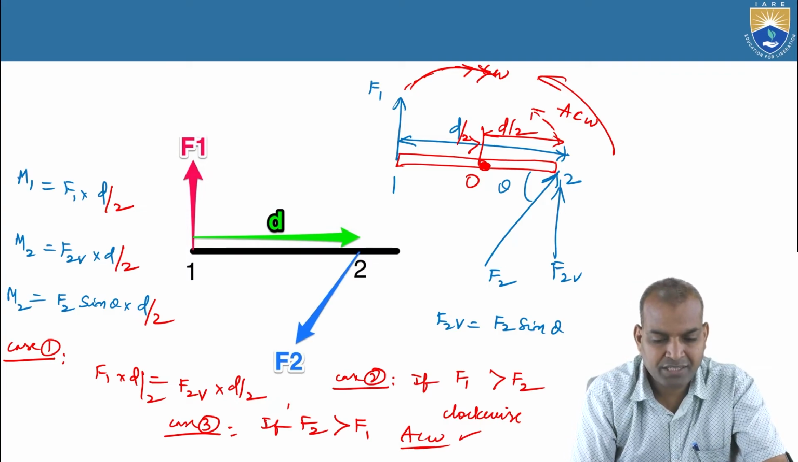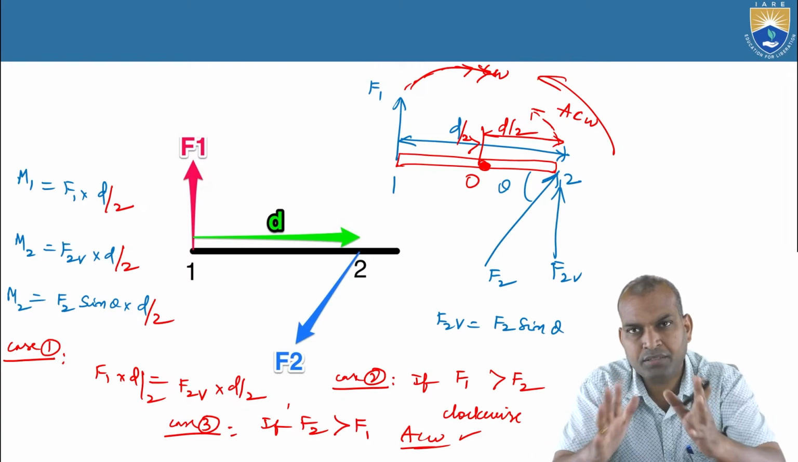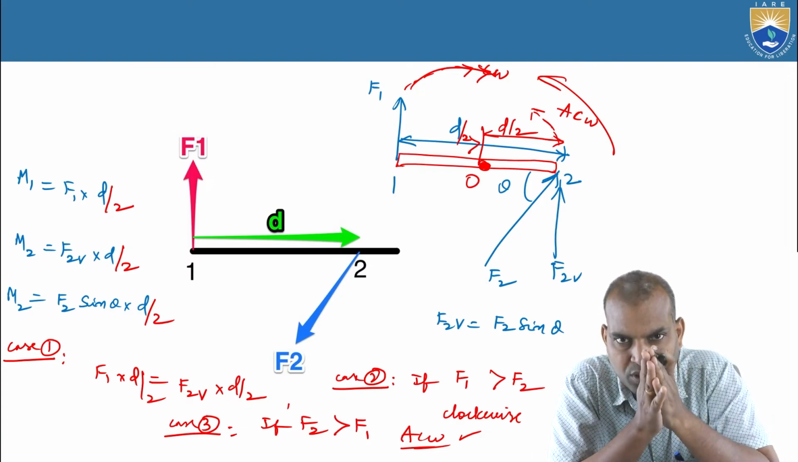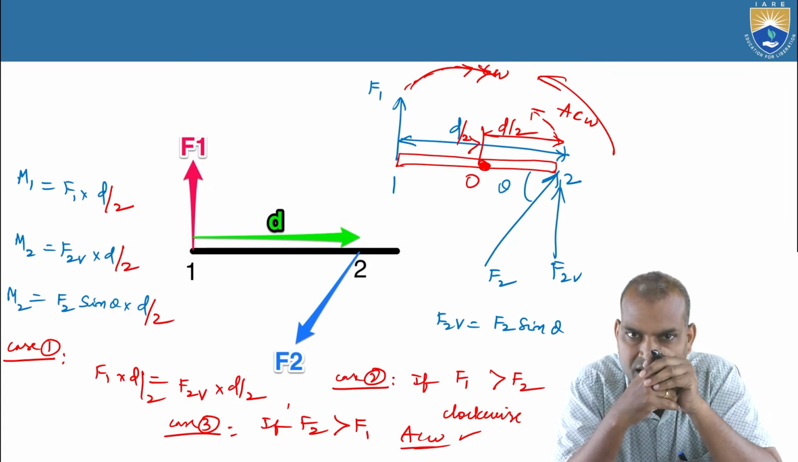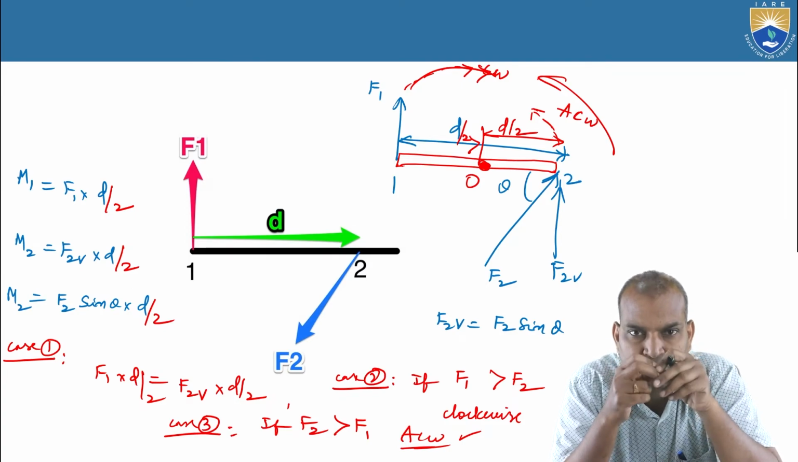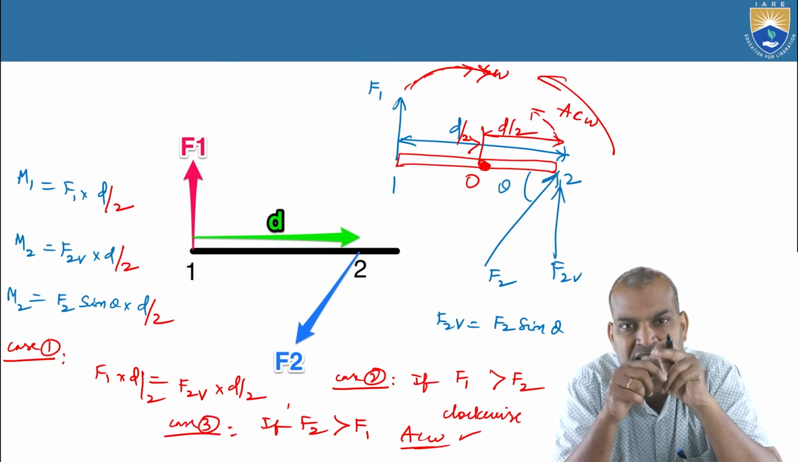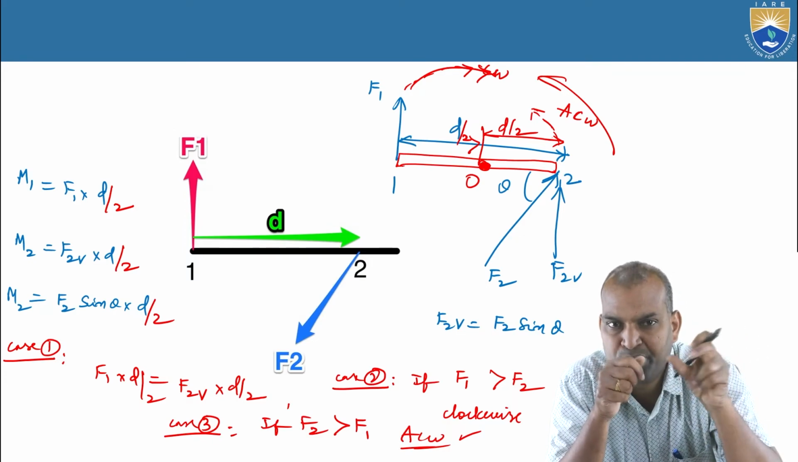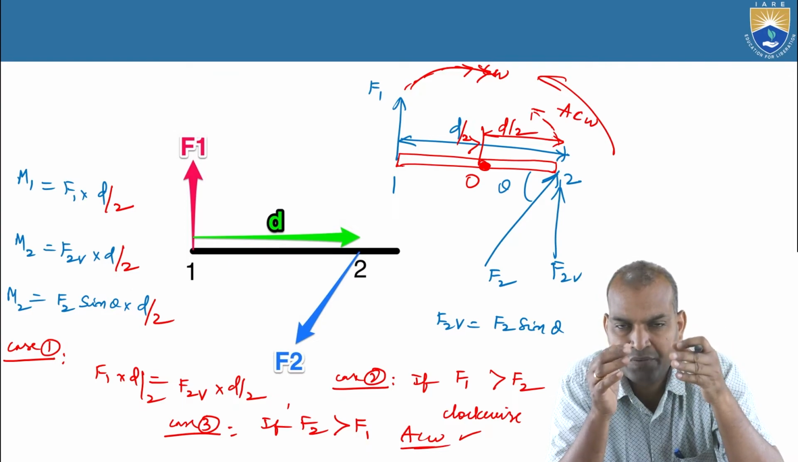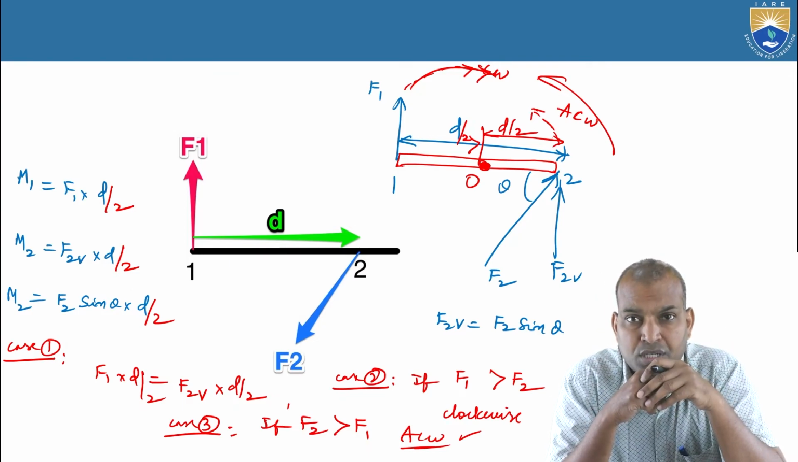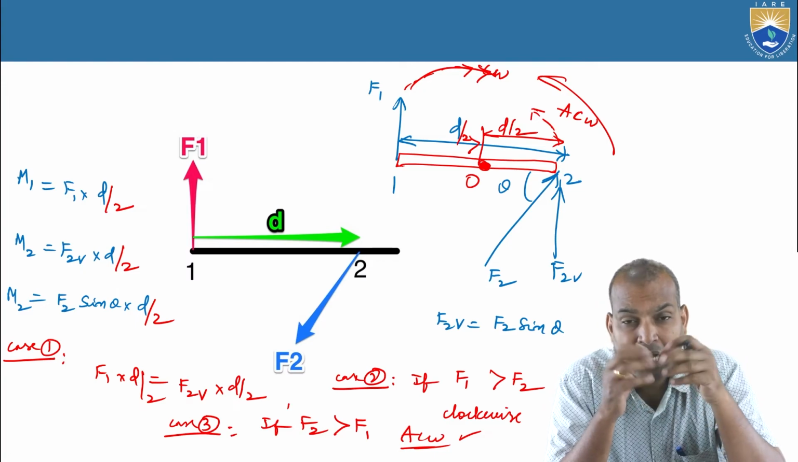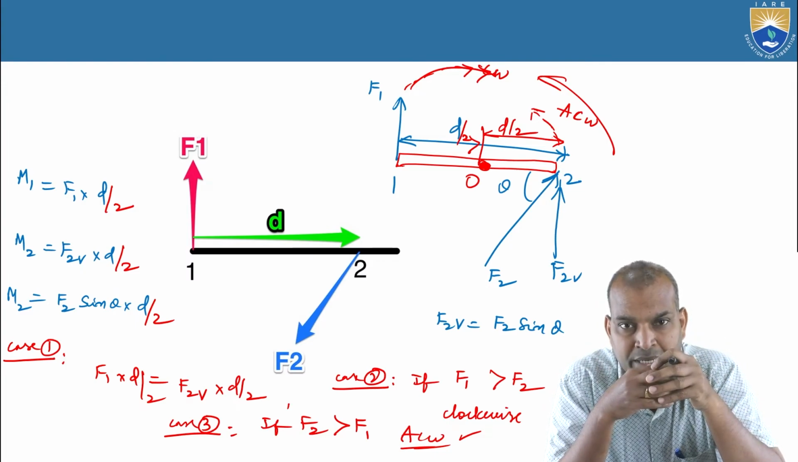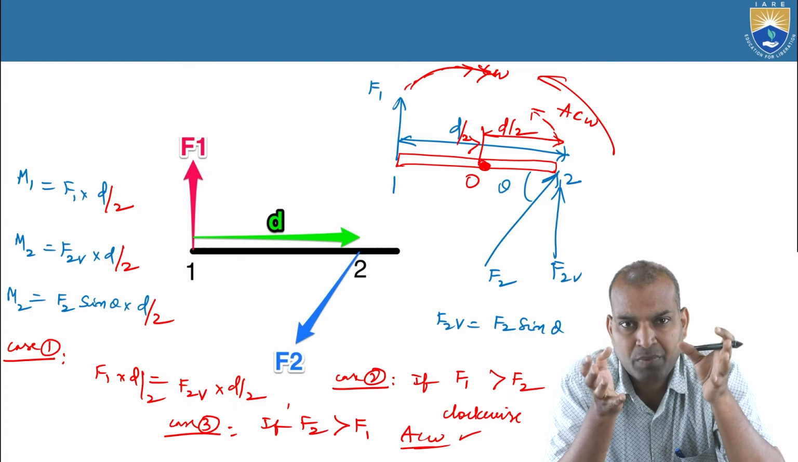So now we have studied 3 cases. Case 1: F1 into D by 2 equals F2 into D by 2, that means F1 equals F2. If F1 equals F2, the body is in equilibrium because the D by 2 is the same, the distance from the pivot to force F1 and F2 is the same. So F1 into D by 2 is the clockwise moment, F2V into D by 2 is the anti-clockwise moment. These clockwise moments equal the anti-clockwise moments in the algebraic sum of the moments.